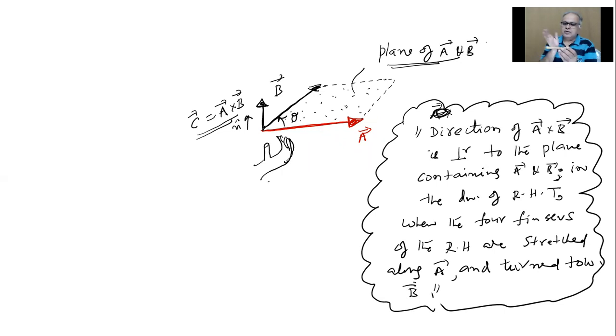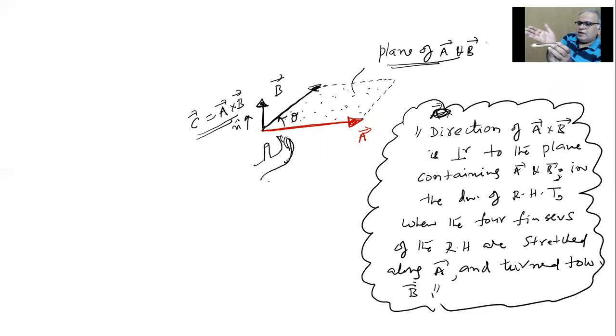So put your four fingers like this, stretching along A. Can you see this, children? Now turn towards B. Where is the thumb pointing? Up. B cross A, if I want, stretch it along B. When you stretch along B, this will go down, right? Turning is stretching and turning, I'm telling. You need to turn like this towards A. So B cross A will be down like this. Do you follow?